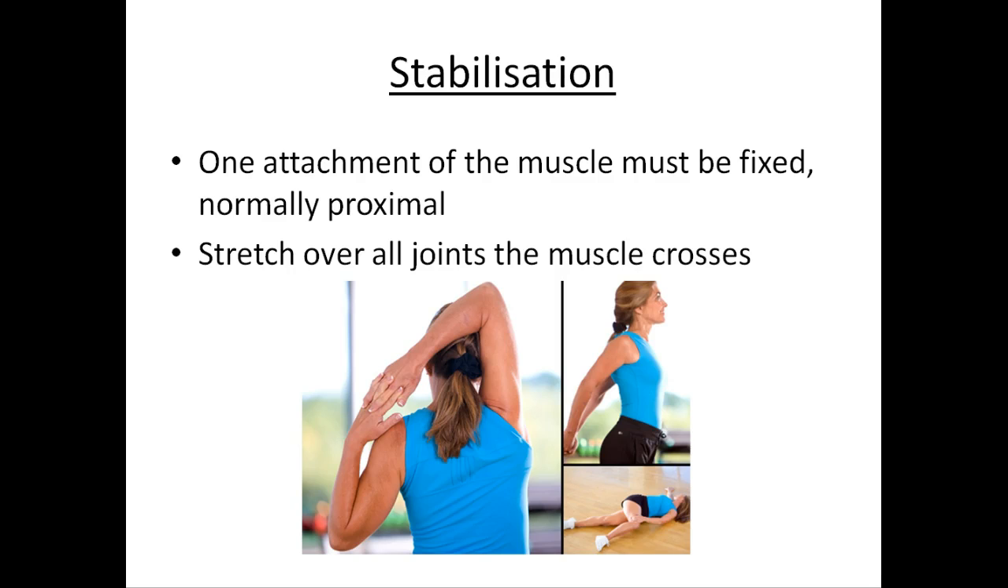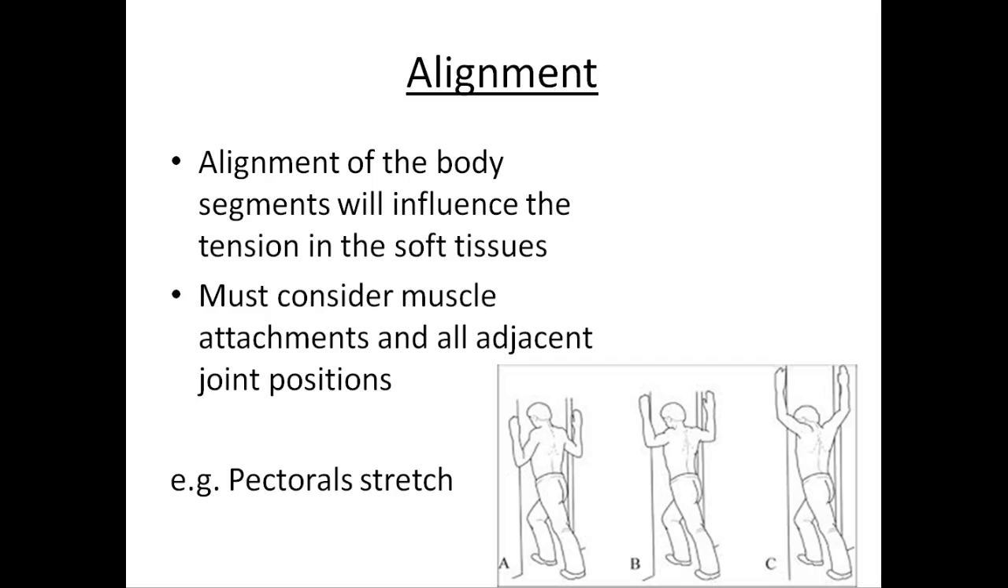So, stabilization. One attachment of the muscle must be fixed, and that's normally the proximal attachment, towards the midline. The stretch is felt over the joint that the muscle crosses. Alignment: alignment of the body segments will influence the tension in the soft tissue. You must consider the attachments and all adjacent joint positions.